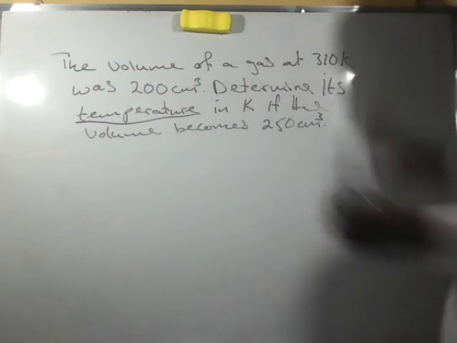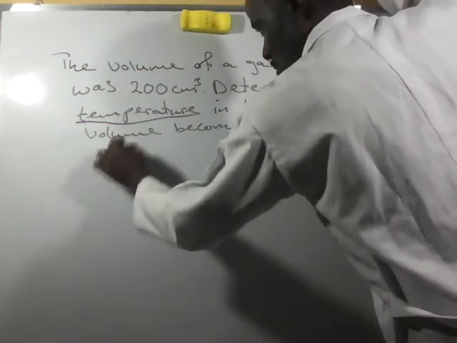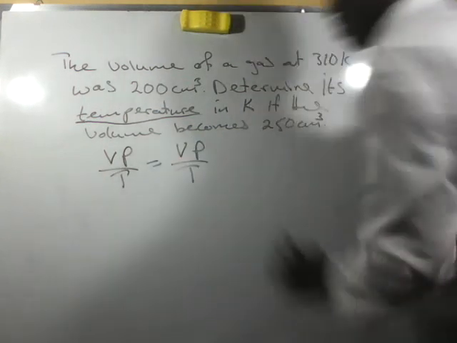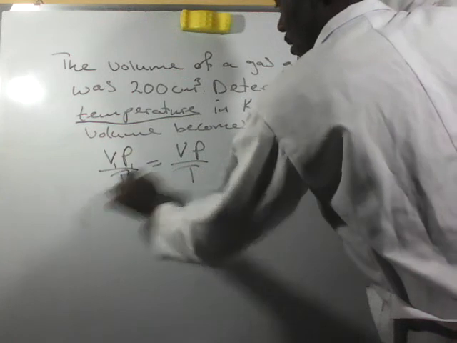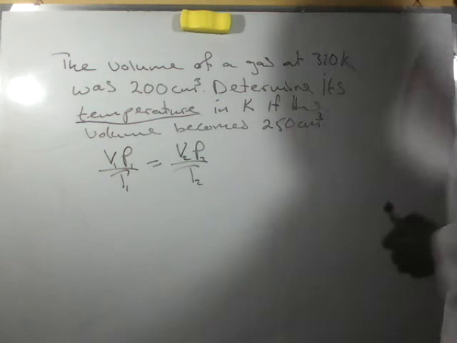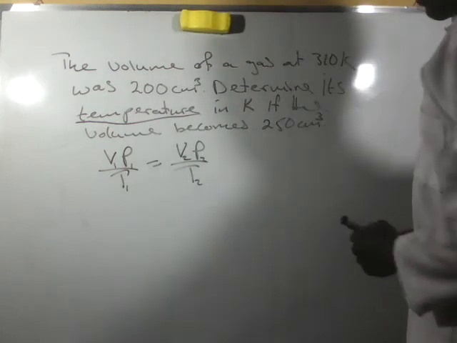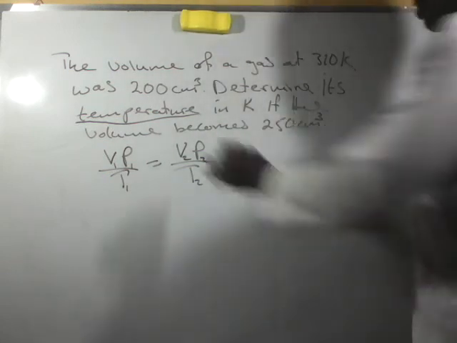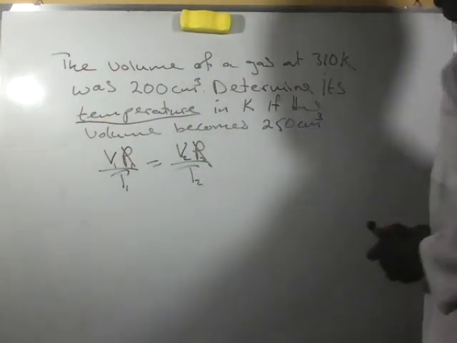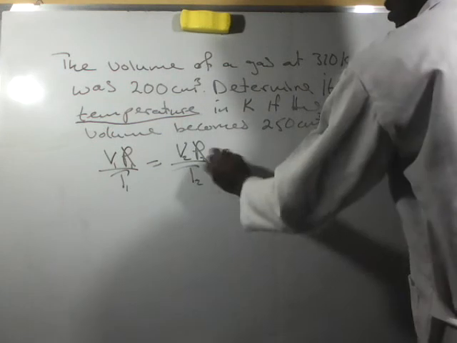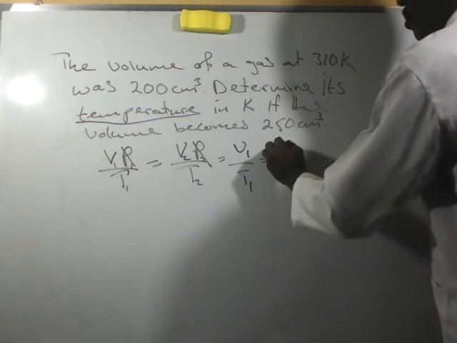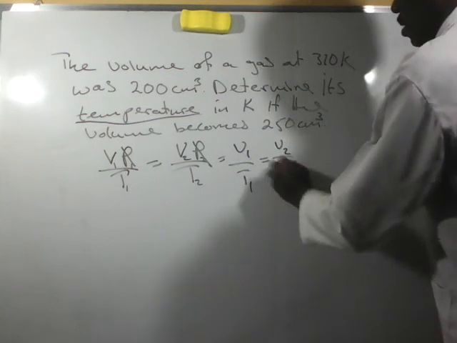To determine this temperature, we know there's a relation, the general gas equation: P1V1/T1 = P2V2/T2. Looking at this, you find out that the pressure here is constant, so you can cross it off. Since the pressure is constant, it's more like Charles' law. It deals with temperature and volume. That is what we have here now.